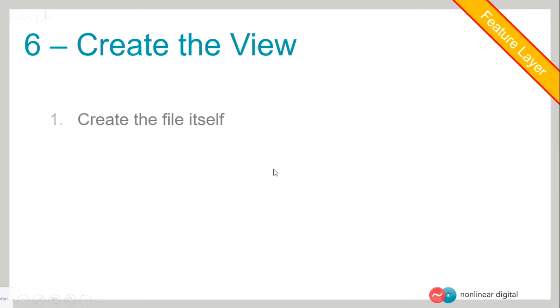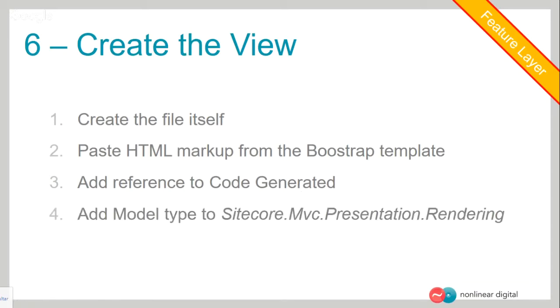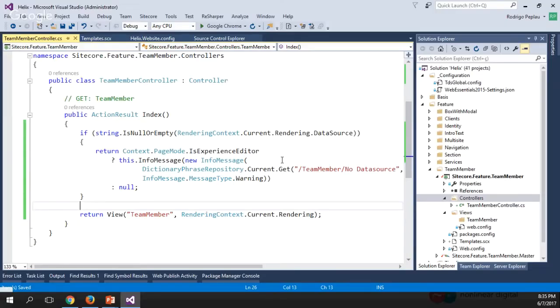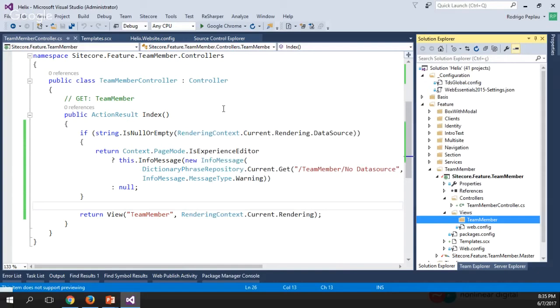Now we are going to create the view itself. The file, pass the HTML markup to the Bootstrap template, and add a reference to the generated code because we need the templates and the IDs. Add the model type to the Sitecore MVC presentation, so it's just a declaration, and then the few renderings themselves. Okay. So back to here. We create the view, of course. New view.